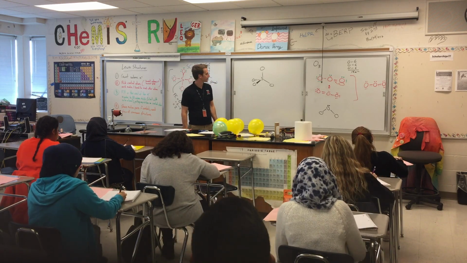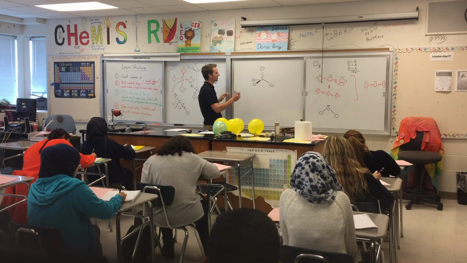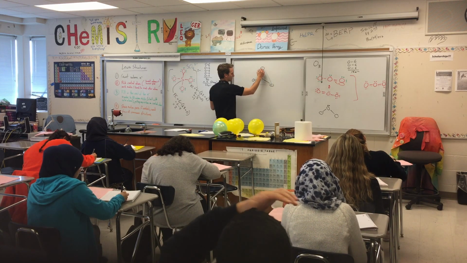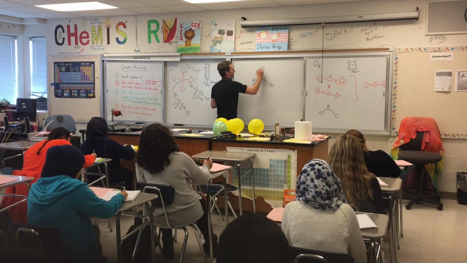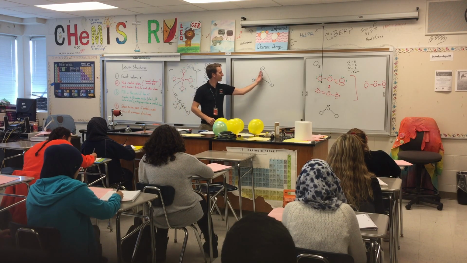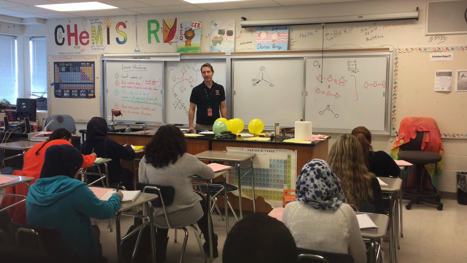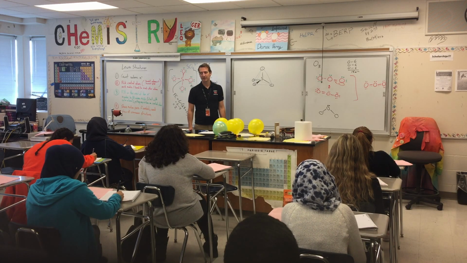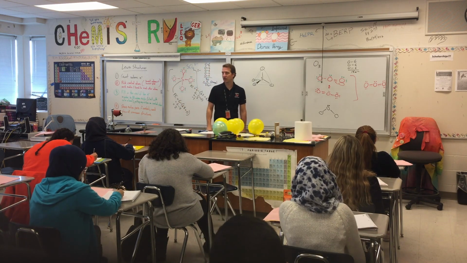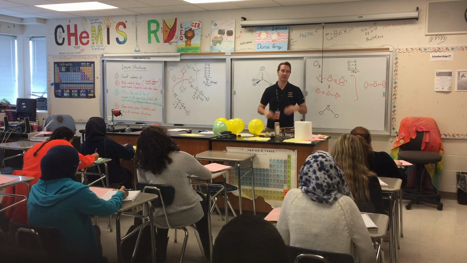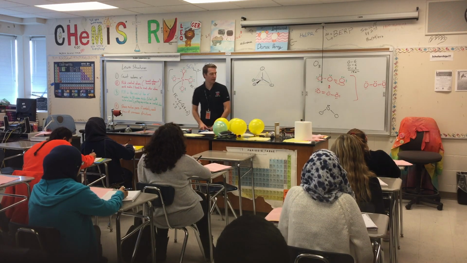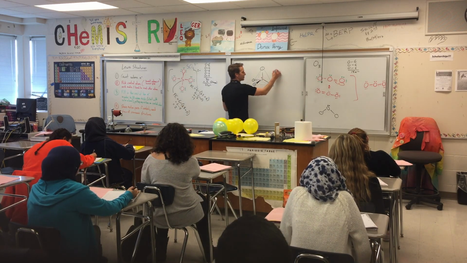All right? And the reason we call it tetrahedral is if I connect all the outer atoms here, it's a figure with 4 sides. 1, 2, 3, and the bottom is 4. A 4-sided 2-dimensional figure is called a quadrilateral. A 4-sided 3-dimensional figure is called a tetrahedron. So this is tetrahedral because the outer atoms make a 4-sided figure, a tetrahedron.